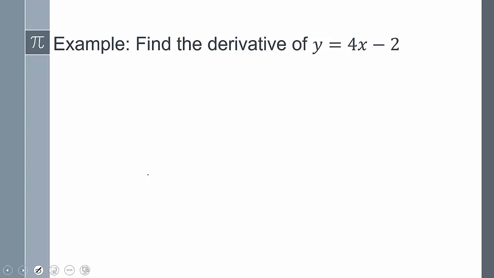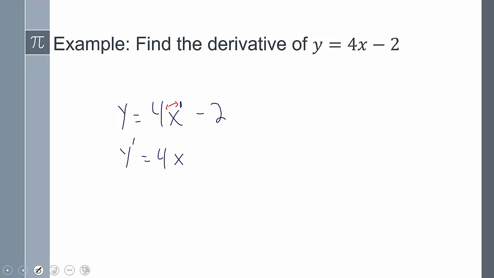Y equals 4x minus 2. Now the reason why I emphasized this one is because my power is 1 here. So I do multiply. So 1 times the 4, right? Those multiply. And so I get 4 still.